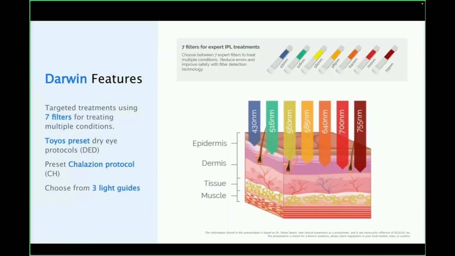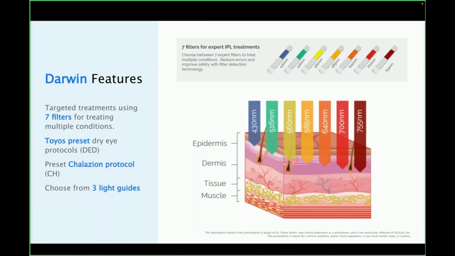I want to talk really quickly here about Darwin, because it is a very powerful, I think it's probably the most powerful device out there as it relates to IPLs right now. If you're looking at IPL systems, you want a filtered system. There are some companies out there who have non-filtered systems who claim that they can treat everything. Well, the point of a filter is to be able to access different layers of the skin. And so, particularly if you're treating aesthetics, you want to be able to target those different layers. You cannot treat everything with one filter.